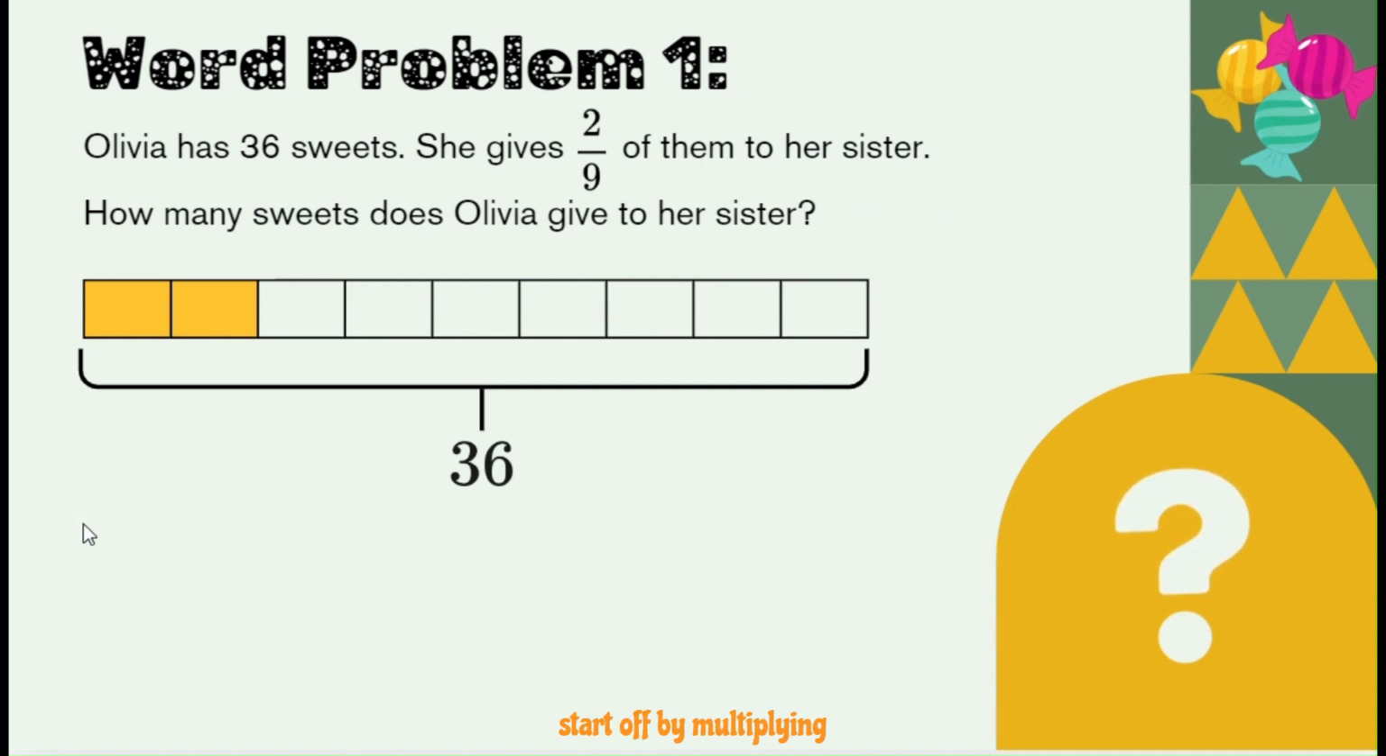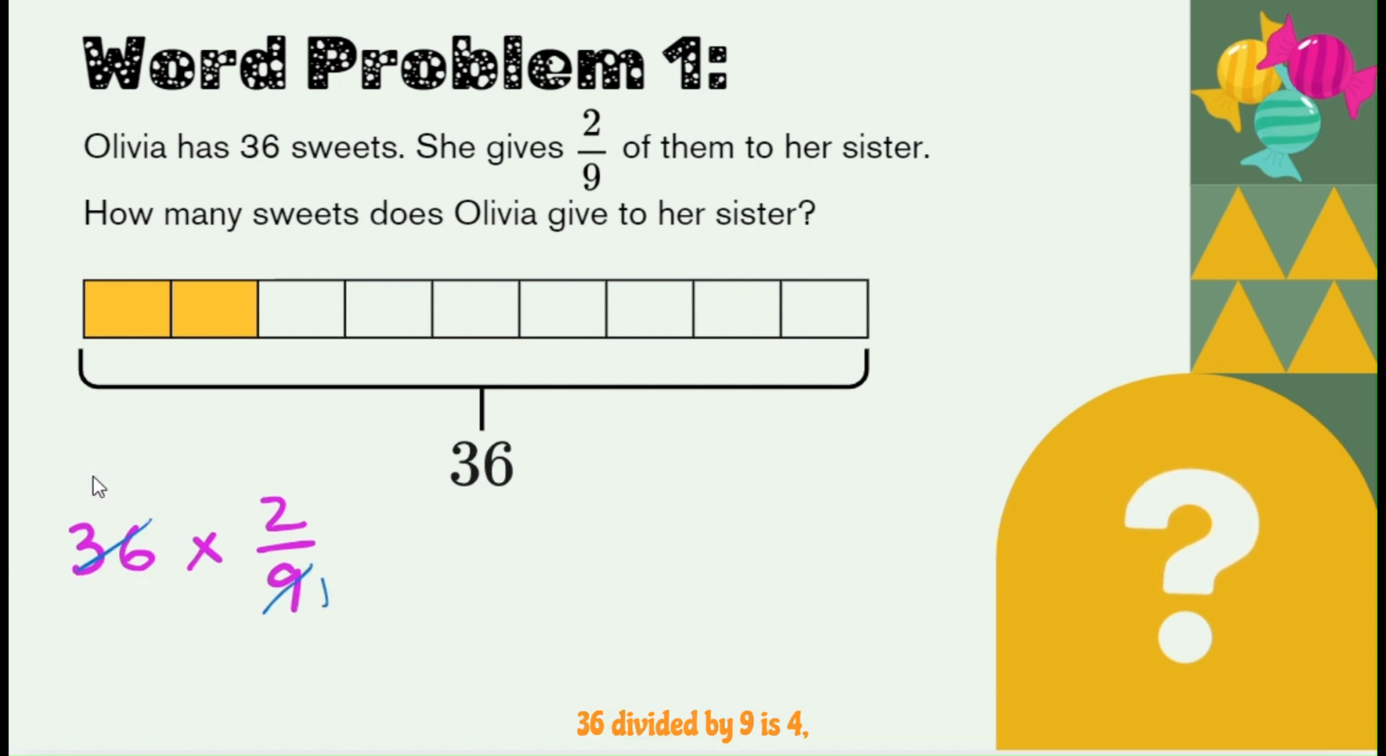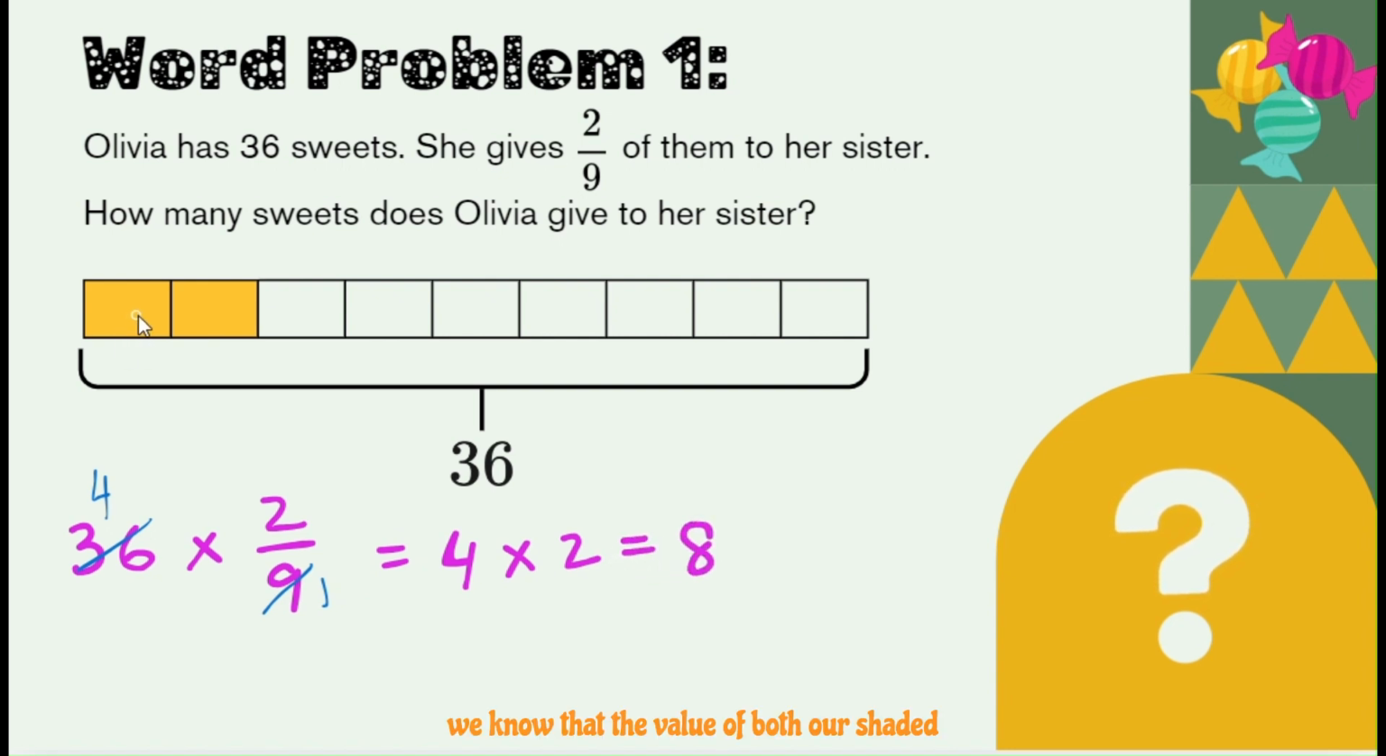So we're going to start off by multiplying 36 by 2 over 9. So 36 multiplying by 2 over 9. So 9 divided by 9 is 1 and 36 divided by 9 is 4. So that would equal 4 times 2, which is equal to 8. We know that the value of both our shaded parts is equal to 8. So that means that Olivia gave 8 sweets out of her 36 sweets to her sister.